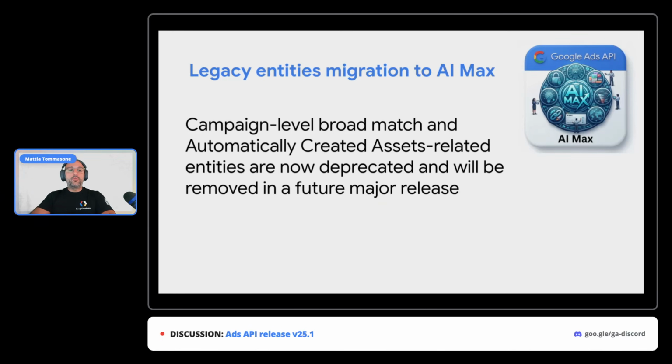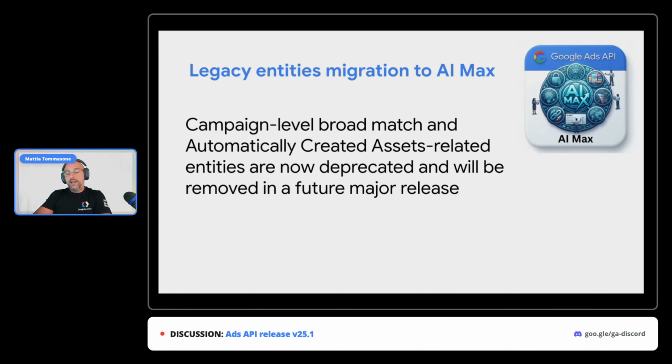Besides, since this was a minor release, we could not remove features because that would be a breaking change. But be aware that all the entities related to ACAs and campaign level broad match are going to be removed in a future major release. Consider them deprecated now, so you can no longer set them, but be aware that you will have to update your code once we remove them in a future major release. So as of now, you can still have code that interacts with them, just you're not able to send API requests to deal with them, but in the future they will be removed from the API altogether.